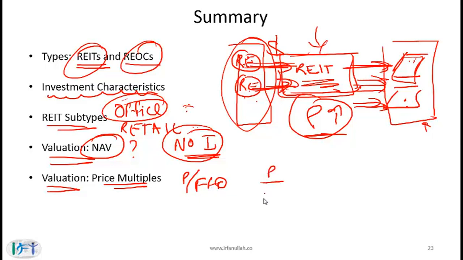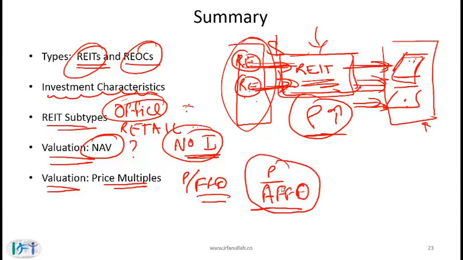We also have a ratio called price to adjusted FFO. The adjusted FFO is the FFO with some adjustments, as the name implies. Given both these ratios, the more appropriate ratio generally is the price to AFFO. And in some instances, you might also see enterprise value to EBITDA being used.